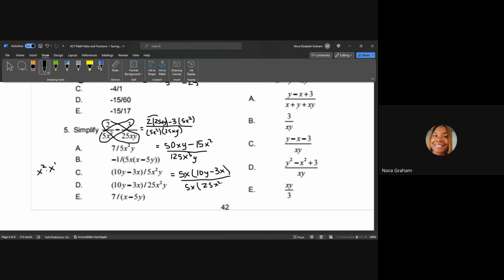Squared y. And since I did that, since both these expressions are being multiplied, I can cross out my 5x's. And then I'm left with 10y minus 3x, and then 25x squared over y. So our answer is going to be D.